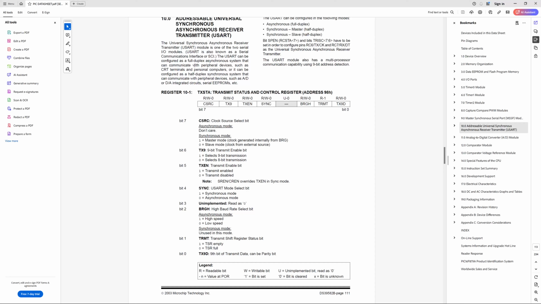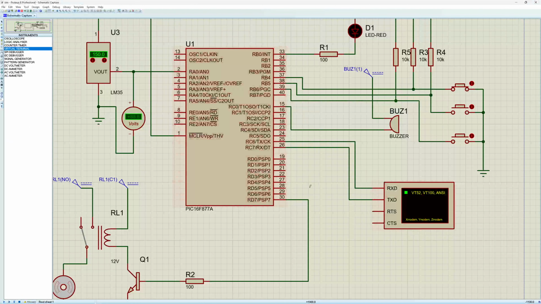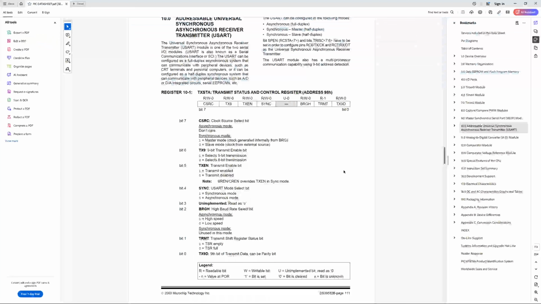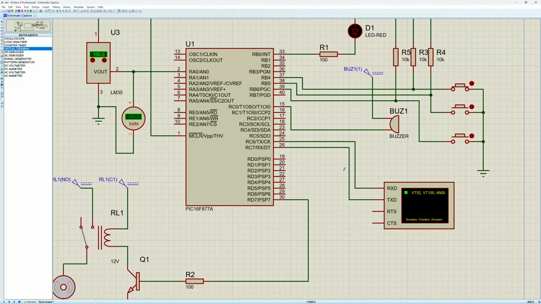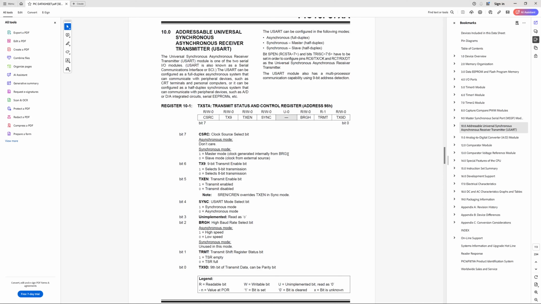The USART can be configured as a full duplex asynchronous system that can communicate with peripheral devices such as CRT and personal computer. Also, you can make a project using TX and RX pins, like transmitting your physical data to the computer. There you can write code using LabVIEW, Visual Basic, or Python to read the serial port of your personal computer and display data like temperature and humidity. Also, you can control devices using that. We will discuss such projects, maybe we will do them also.